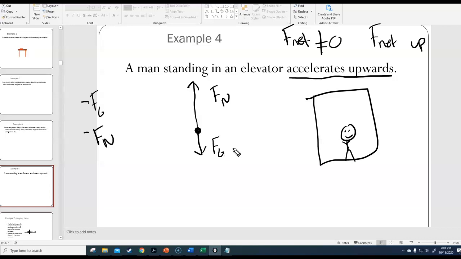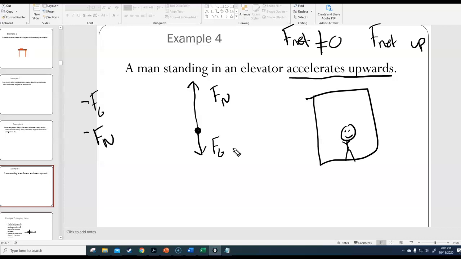Now, does this mean that the man is moving up? No. Because you can be accelerating one way and moving in the other way. Think back to the free fall unit. If you throw a ball up into the air, the ball can be moving up, but still have an acceleration due to gravity that acts down. So if he's accelerating upwards, that means either he's moving up and increasing in speed, or he's moving down and decreasing in speed. So remember, the free body diagram does not tell you which way an object is moving, only which way the forces on the object are acting.